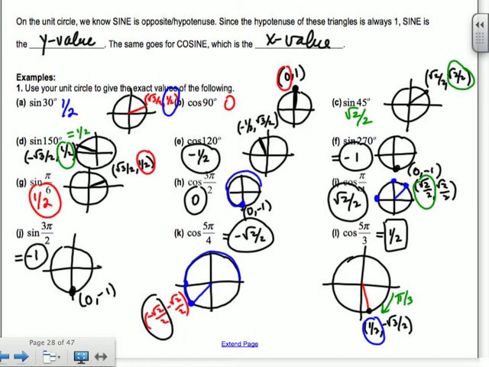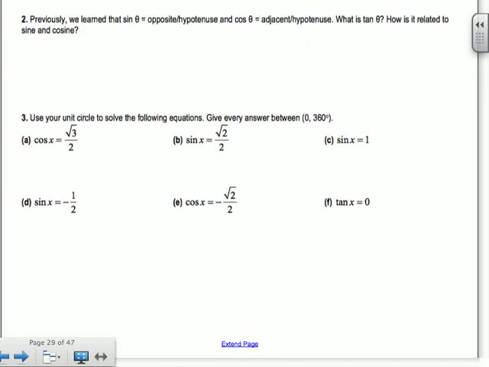All right, so let's talk about actually solving. Well, we'll talk about tangent first. So it says previously we learned that sine is equal to opposite over hypotenuse and cosine of theta is equal to adjacent over hypotenuse. So what is tangent? Tangent, using SOHCAHTOA, is what? Opposite over adjacent. So tangent is opposite over adjacent. So it's missing that hypotenuse.